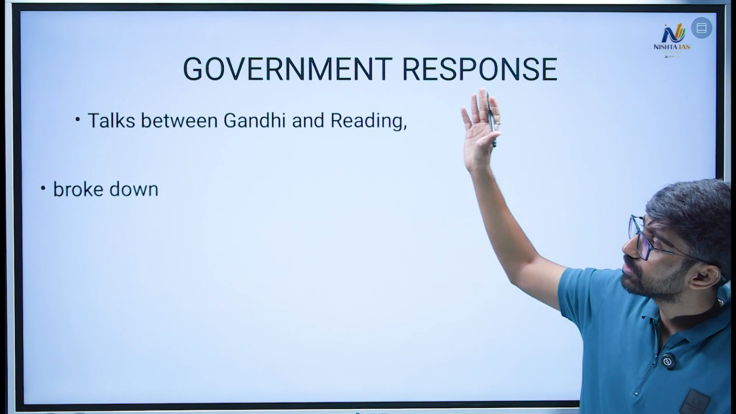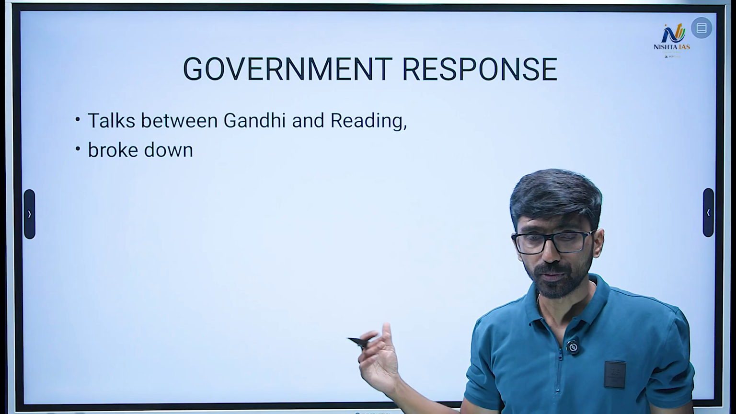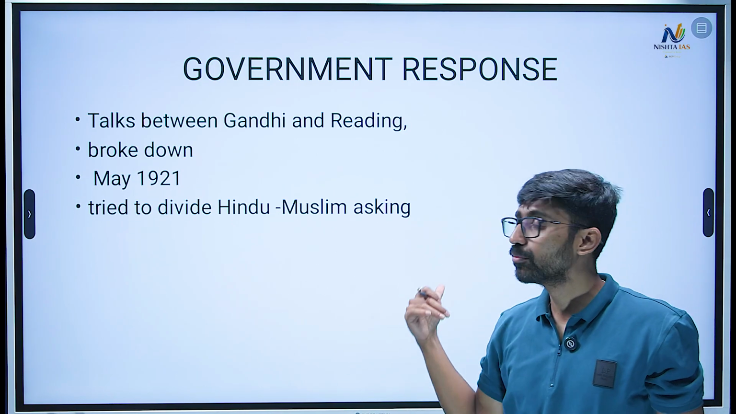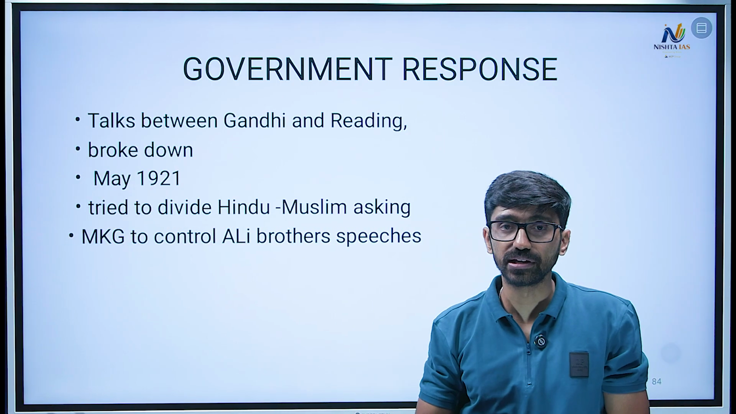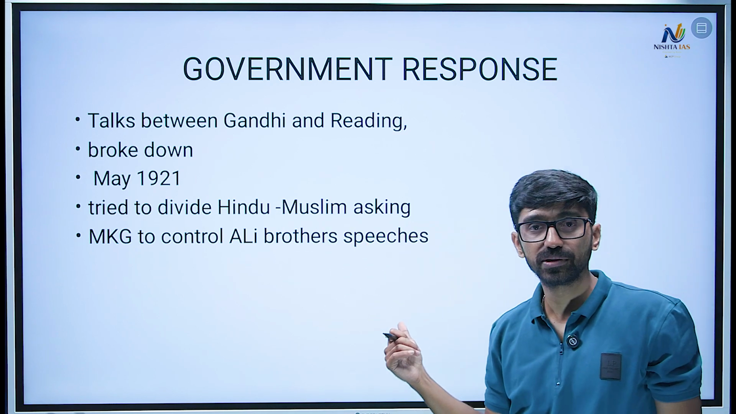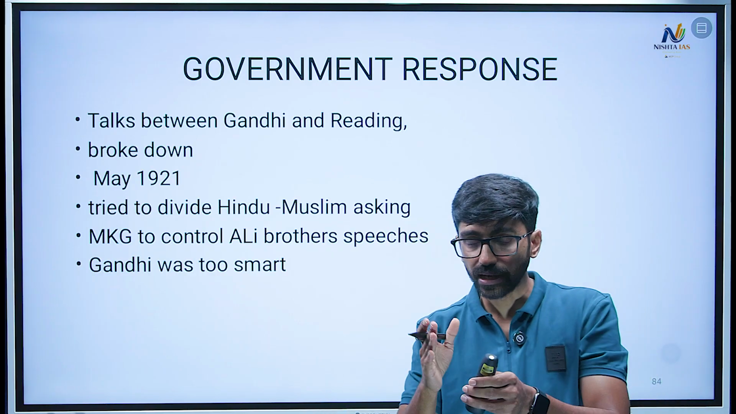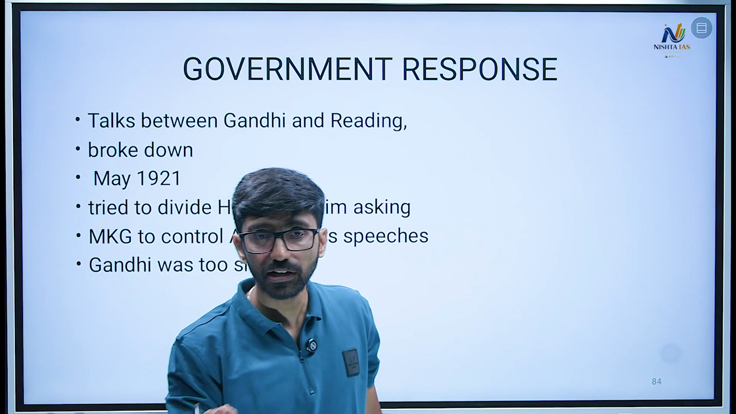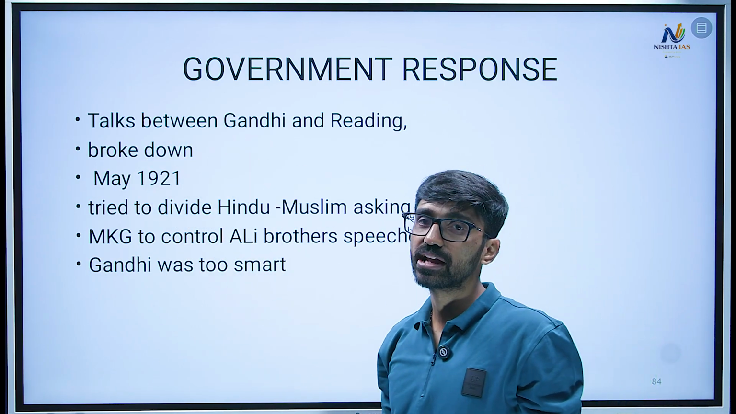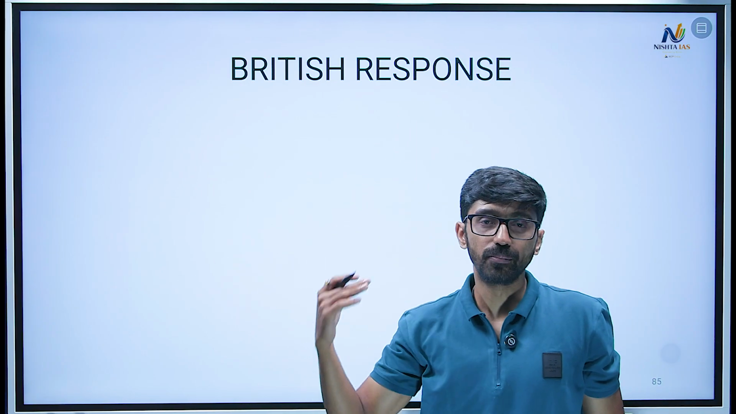Now the government response: talks between Gandhi and Reading. Reading was the viceroy. Talks broke down. They actually tried to divide and rule in May 1921. They tried to divide Hindus and Muslims, asking Gandhi to control the speeches of the Ali brothers, who were giving fiery speeches and using religious symbols also. Gandhi declined. Gandhi was too smart to accept that particular demand because he knew they were trying to bring discord. Gandhi himself had asked the INC to launch a similar resolution asking Hindu soldiers to resign from the British Indian Army, saying it goes against your spiritual principles to serve in it.